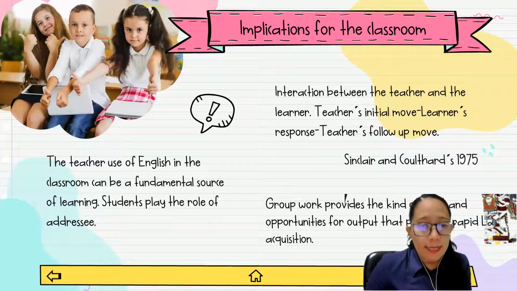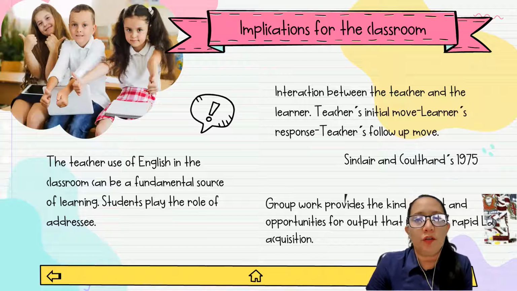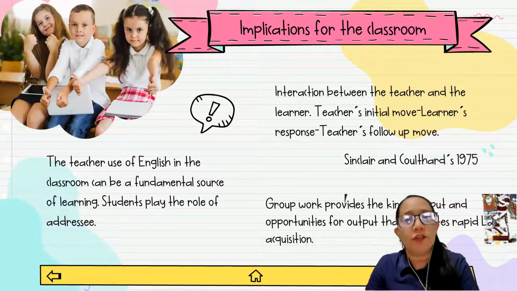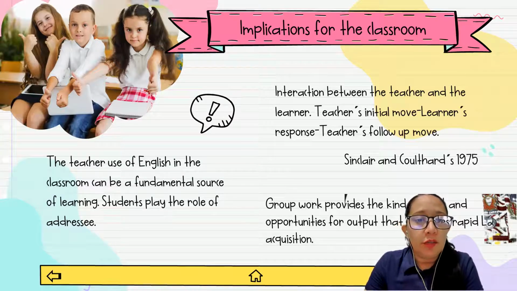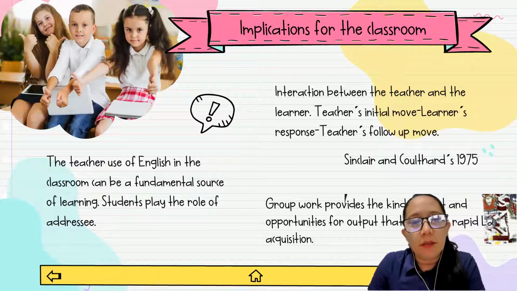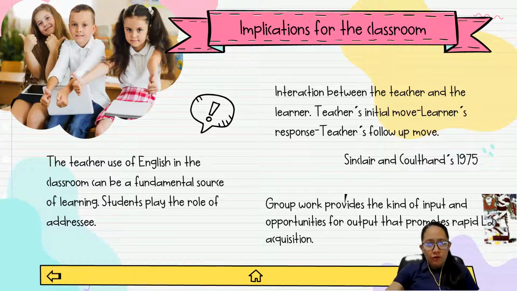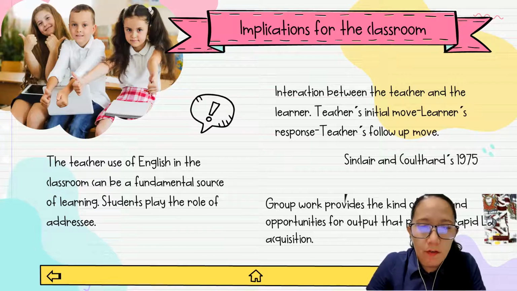Implications for speaking in the classroom. What do we do? The interaction between the teacher and the learner. Teacher's initial move, learner's response, and teacher's follow up that move. The teacher's use of English in the classroom can be a fundamental source of learning. Students play the role of addressee. Group work provides the kind of input and opportunities for output that promotes rapid second language acquisition. So it's very helpful for students.